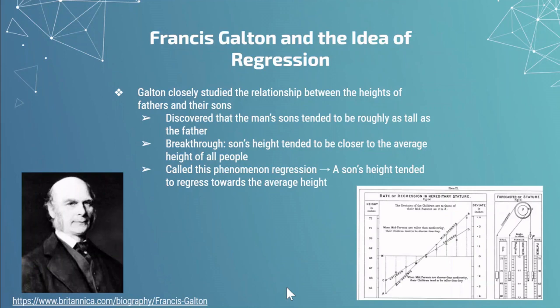And of course, Galton discovered that the man's son tended to be roughly as tall as his father, as expected, but his breakthrough was that the son's height tended to actually be closer to the overall average height of the entire population, or of all people. And this trend was happening from generation to generation. And so Galton called this phenomenon regression, as in, a father's son's height tended to regress or drift towards the mean average height of the entire population.